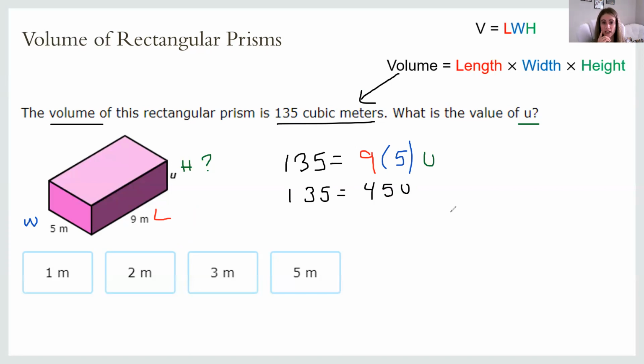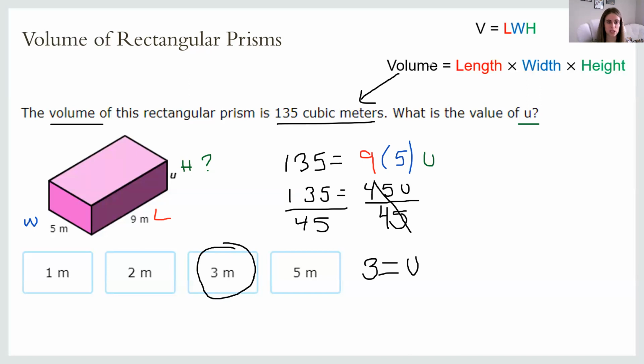Well, currently we have multiplication, 45 times u. The inverse, the opposite of multiplication, would be division. We can divide both sides by 45. 135 divided by 45 is 3. 45 divided by 45 is 1. So we're just left with u, which means that third side length would be 3 meters long.